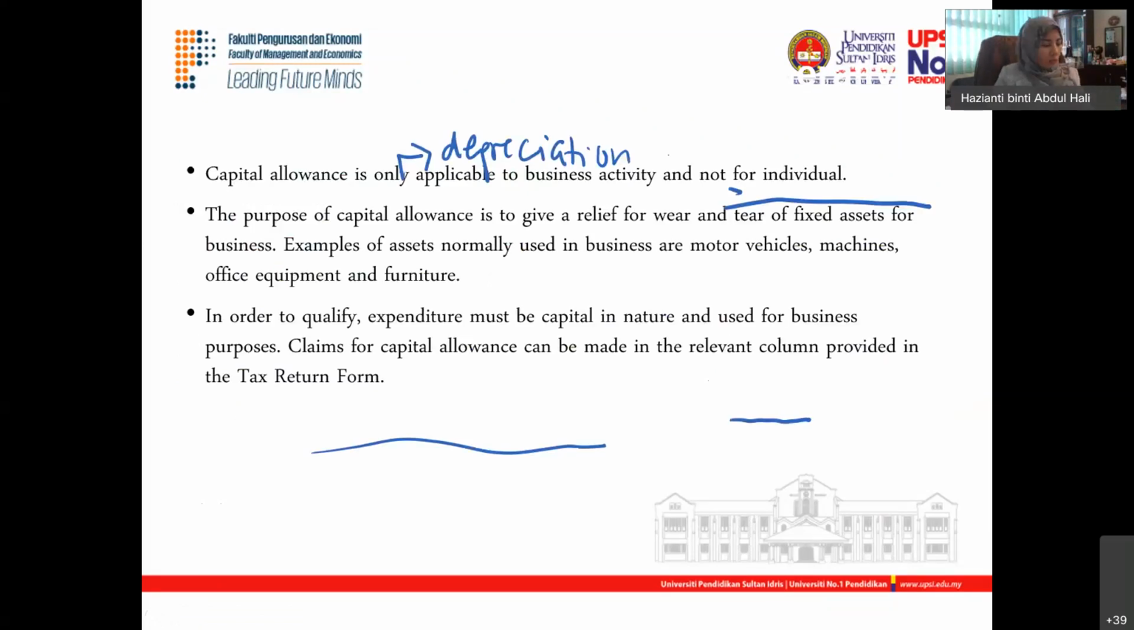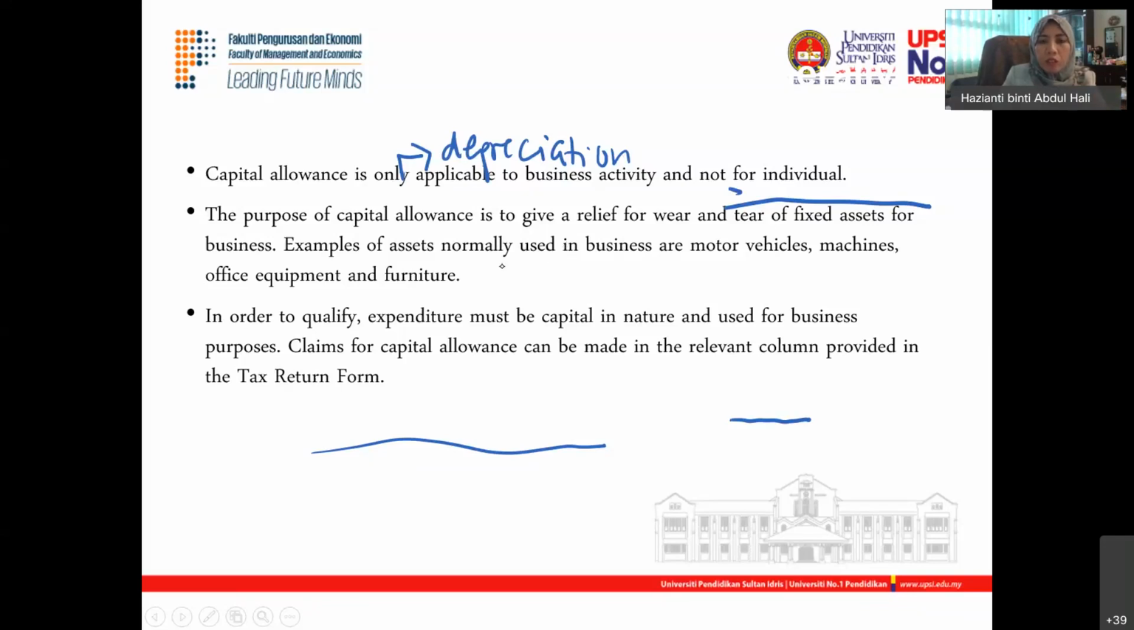Alright, so like I told you before, the capital allowance is only applicable to business activity and the concept is similar to depreciation, which means when the company acquires a fixed asset, a long term asset, it is subject to wear and tear. So the longer it is used, the value will go down. So to give the incentive or relief in the form of capital allowance, the company can claim this to reduce their profit. It means the longer the asset is used, the more capital allowance can be claimed.